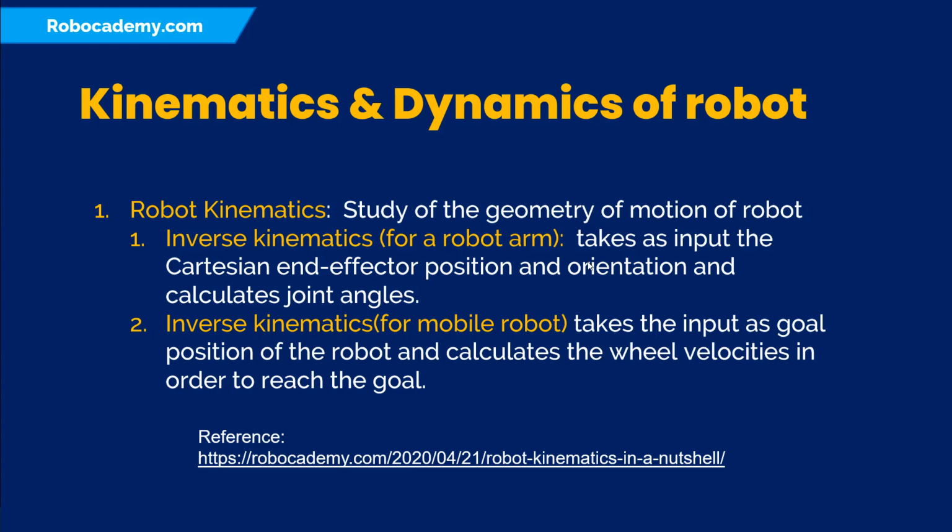If I give a goal position, the robot has to find the required wheel velocity to reach the goal position. For example, the robot goal position is here and the robot position is here. In order to reach this position, the robot has to generate the velocity and compute the wheel velocity. If it is a two-wheel robot, the inverse kinematics equation should find the wheel velocity to reach this goal position. Again, a very useful concept.